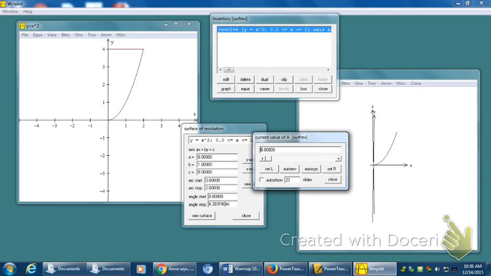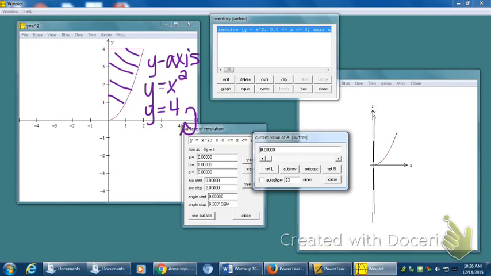Okay, so here's another one. This is y equals x squared, y equals 4, and the y-axis. And so if you graph that, here's the figure that you get. And again, I want to rotate this one around the x-axis. So as far as the picture goes, it's just basically this parabola. We're going to rotate it.